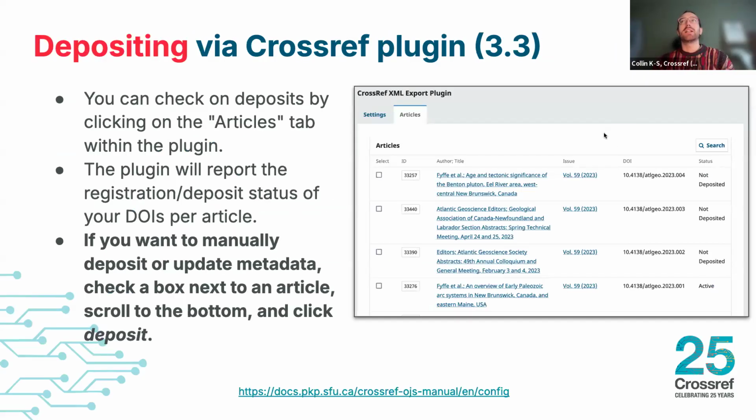As I mentioned, if you want to edit any of your articles, you can go in with these plugins and make these changes. And then you're just going to need to go into the Crossref XML export plugin. You're going to select any articles that you've made any sort of metadata changes to in here, tick the boxes, and then at the bottom of this page is a deposit button. You'll click that to resubmit the metadata for the DOIs to Crossref.